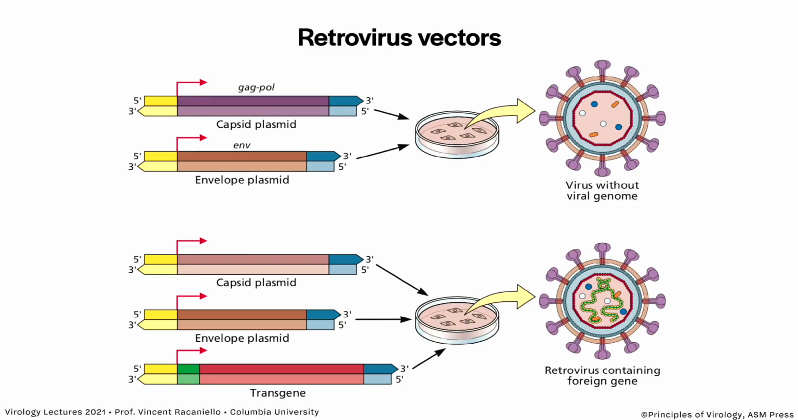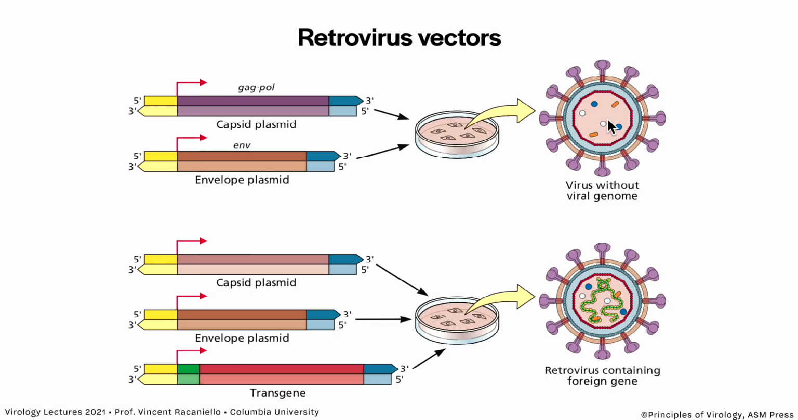Retrovirus vectors are used extensively as well. And as you can guess, this is because the DNAs will integrate. So what you can do here is separate the genes on individual plasmids. You can make a gag pol or a capsid plasmid and an envelope plasmid. You put these two plasmids into cells, you get empty particles. There's no genome in there.